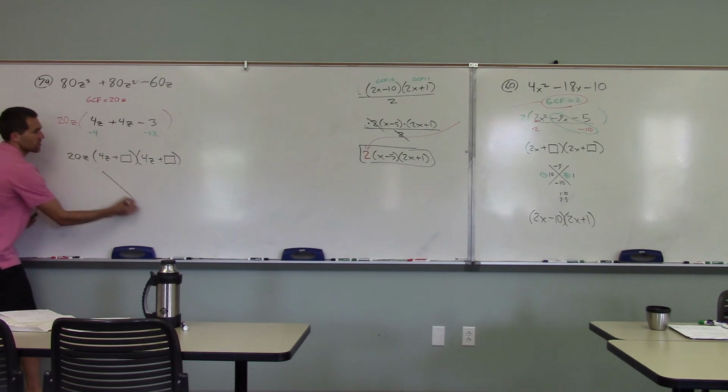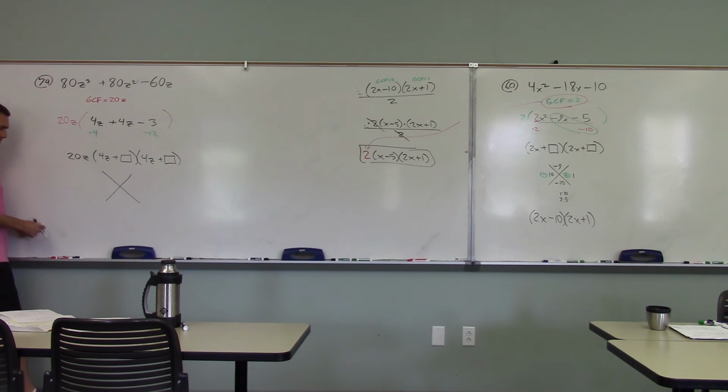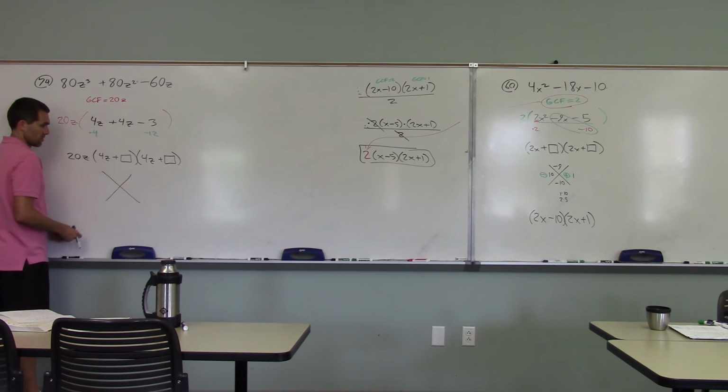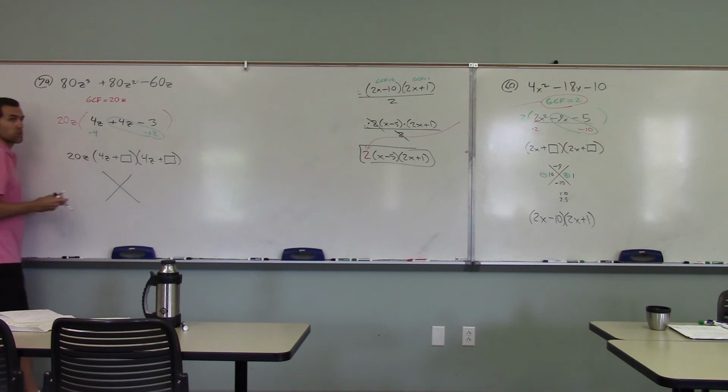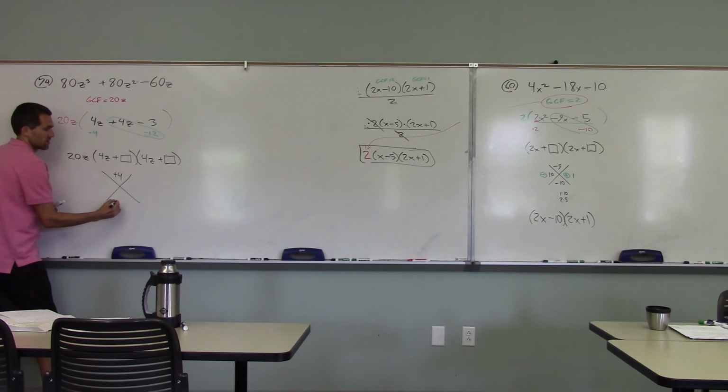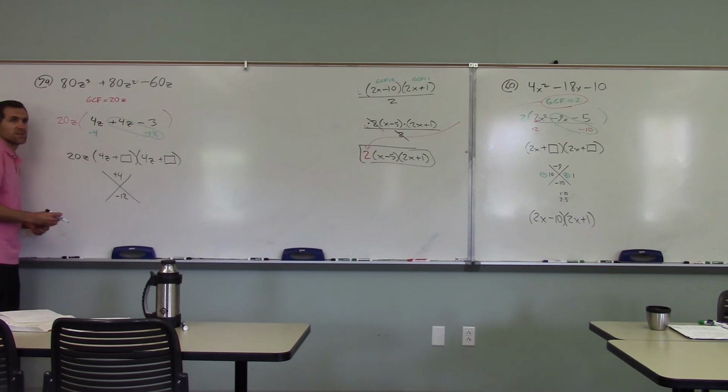Alright, and what's our cross factor gonna be? Well, that's getting the whole term, but we're only looking at the coefficient. Plus 4. Negative 12. Okay? So, we have negative for our product, so one is positive, one is negative.